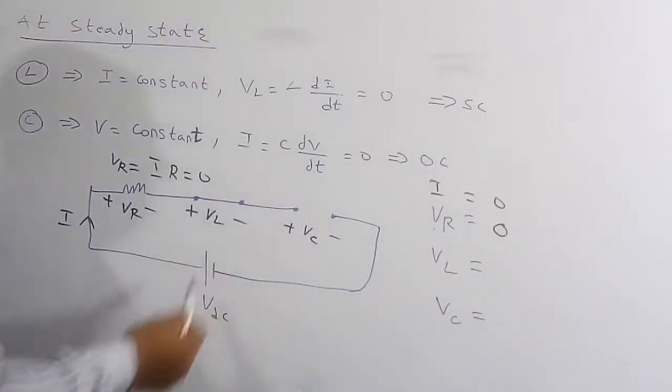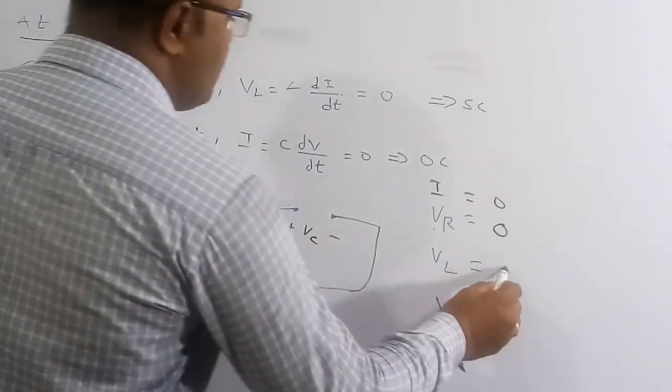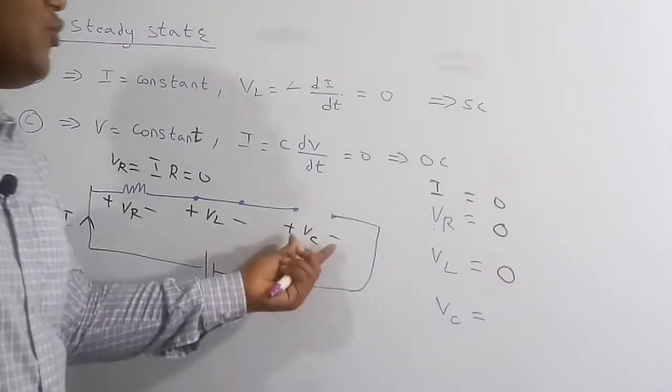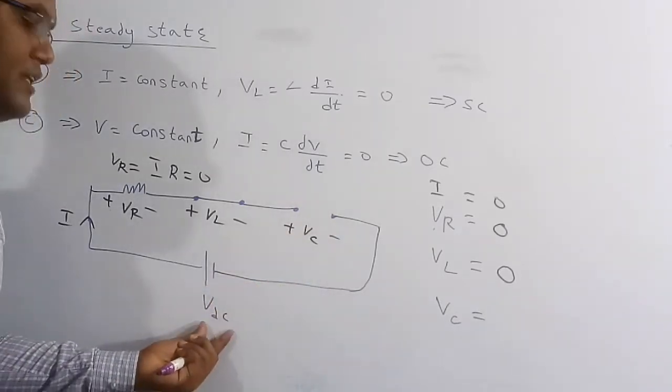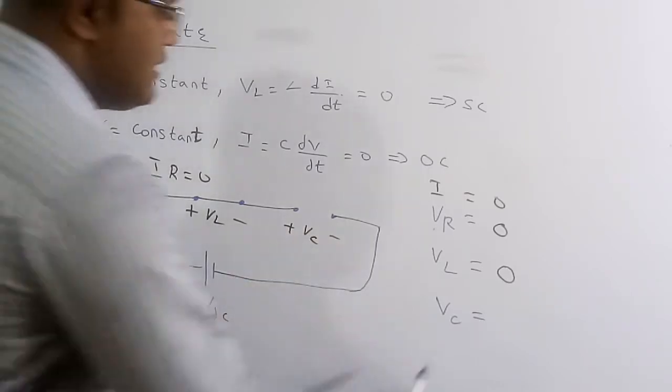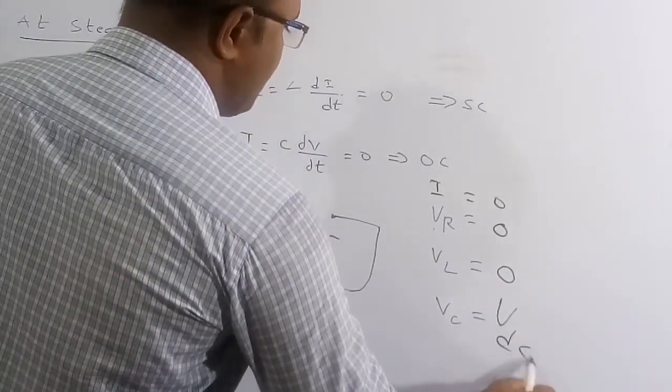Similarly, VL is a short circuit, so the voltage across the inductor will again be 0. But VC is an open circuit, so whatever the voltage across the supply will go across the capacitor. Therefore, the capacitor voltage is equal to the supply DC voltage.